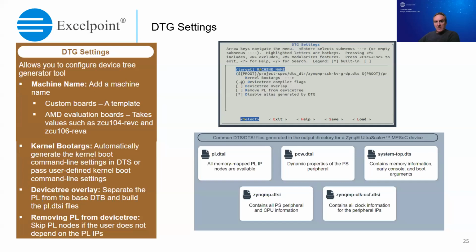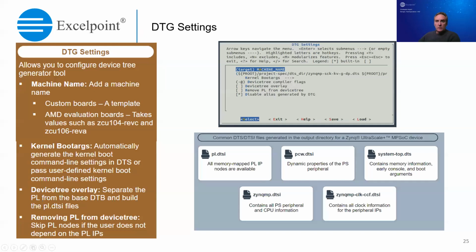The kernel boot arguments menu allows you to let Petalinux automatically generate the kernel boot command line settings in DTS or pass user-defined kernel boot command line settings. The device tree menu allows you to separate the programmable logic from the base DTB as well and build the pl.dtsi files. The removing PL from device tree menu allows you to skip PL nodes in your design if your design, for instance, does not depend on programmable logic IP. So here you have a list of common DTSI files generated in the output directory for the Zynq UltraScale+ MPSoC device.